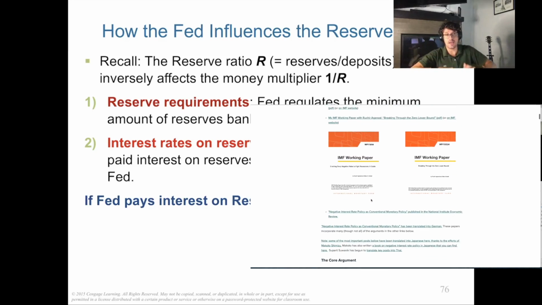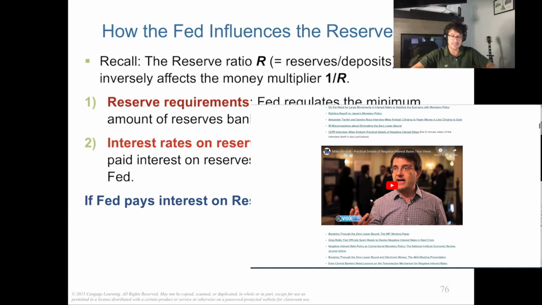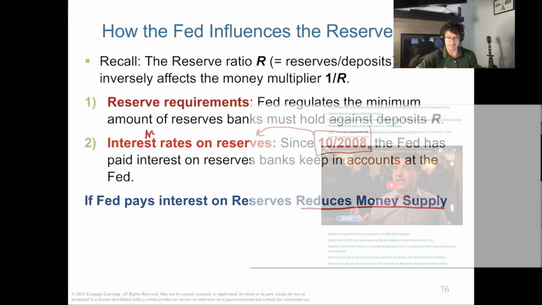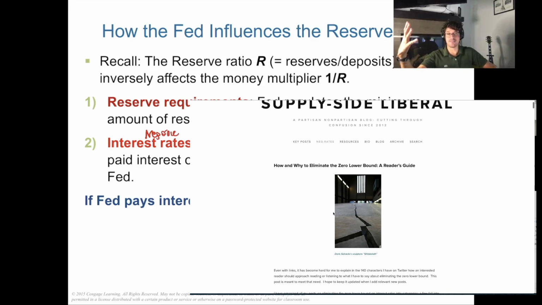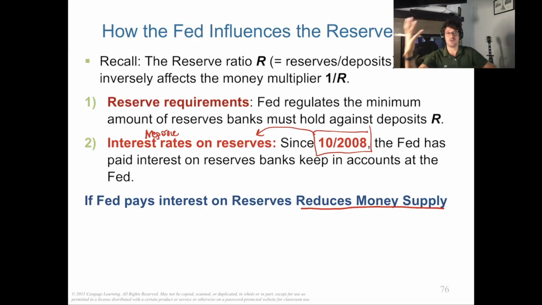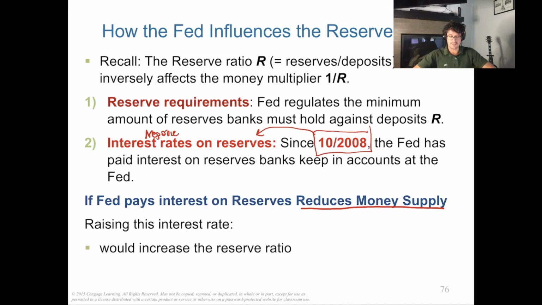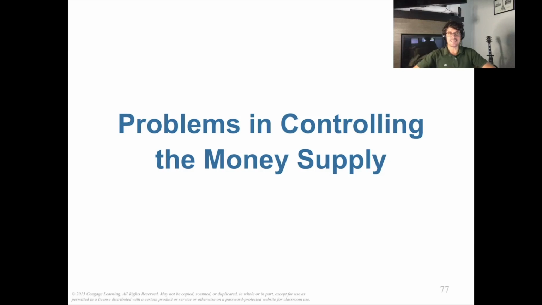Now, here at CU Boulder, we have a great economist, Miles Kimball, who is a big proponent of negative interest rates on reserves. The idea is that instead of paying a positive interest rate on reserves, you should tax the banks to keep the money in terms of reserves. Why? Because by taxing the money, you force the banks to keep lending this money in the system, such that all of this can boost the economy. So raising the interest rate would increase the reserve ratio and therefore lower the money multiplier, therefore reducing the money supply.